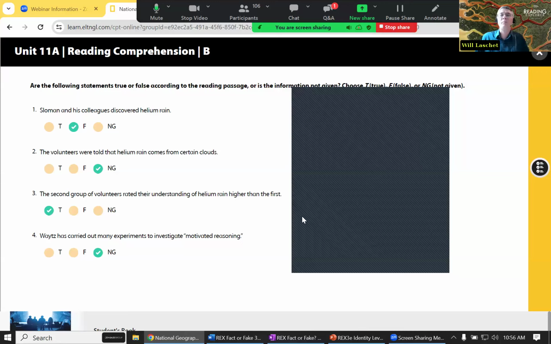So what I found really helps is explaining to them why is it not true, why is it not false, and it's those not given ones which are a problem. You need to say there's nothing in here about it. Don't infer. Don't use your background knowledge. We can only go from the text. Okay, great.